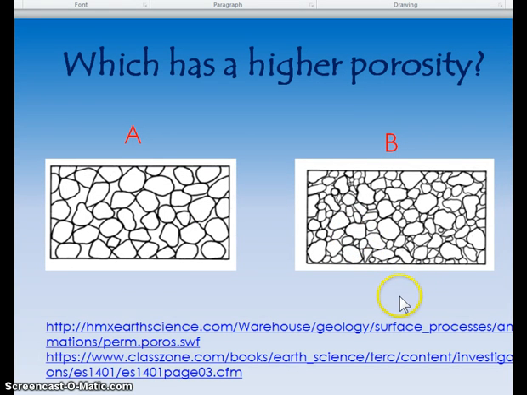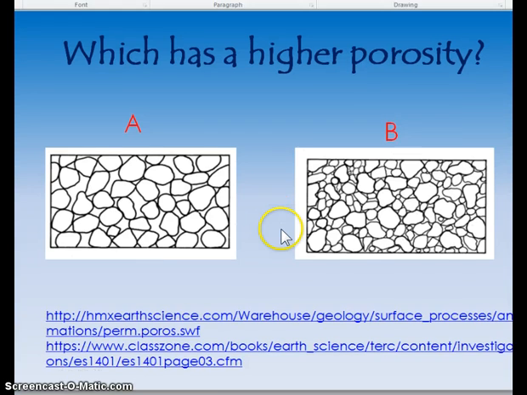So which one here has a higher porosity? That would be answer choice A. And you can color in the empty pore spaces here, and you should be able to see that this definitely has more empty pore space than B.